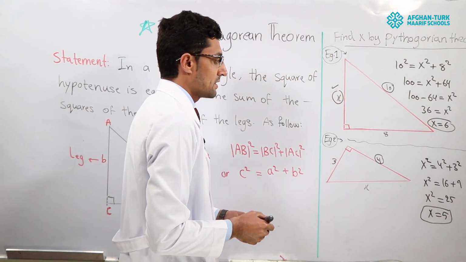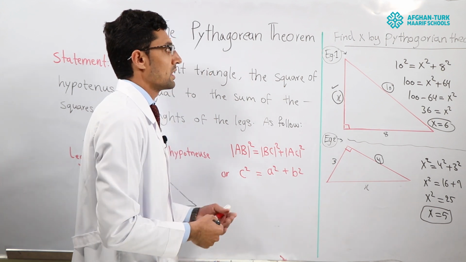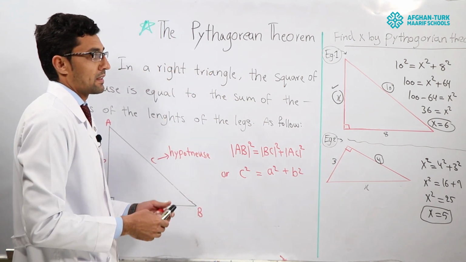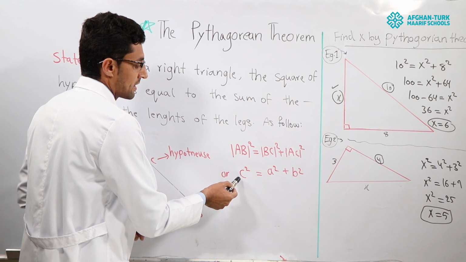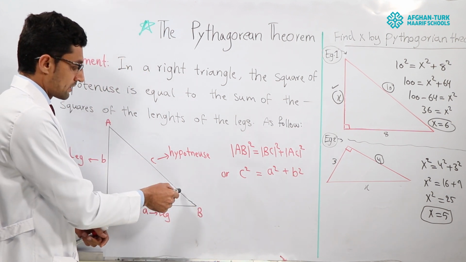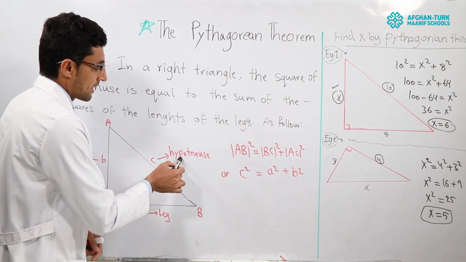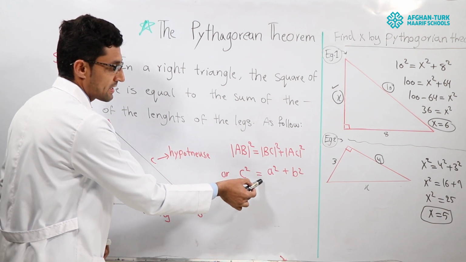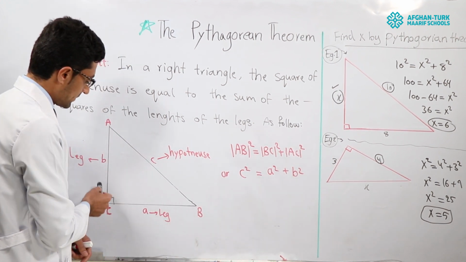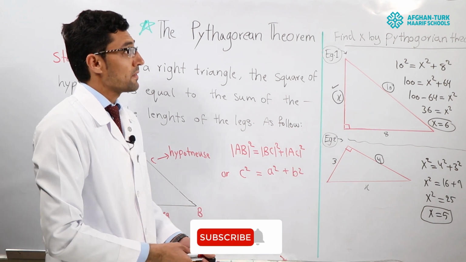There were two examples related to the Pythagorean theorem. And in general, we say that if we have a right triangle, the square of the hypotenuse is equal to the sum of the squares of what? The legs. And it was all for today.